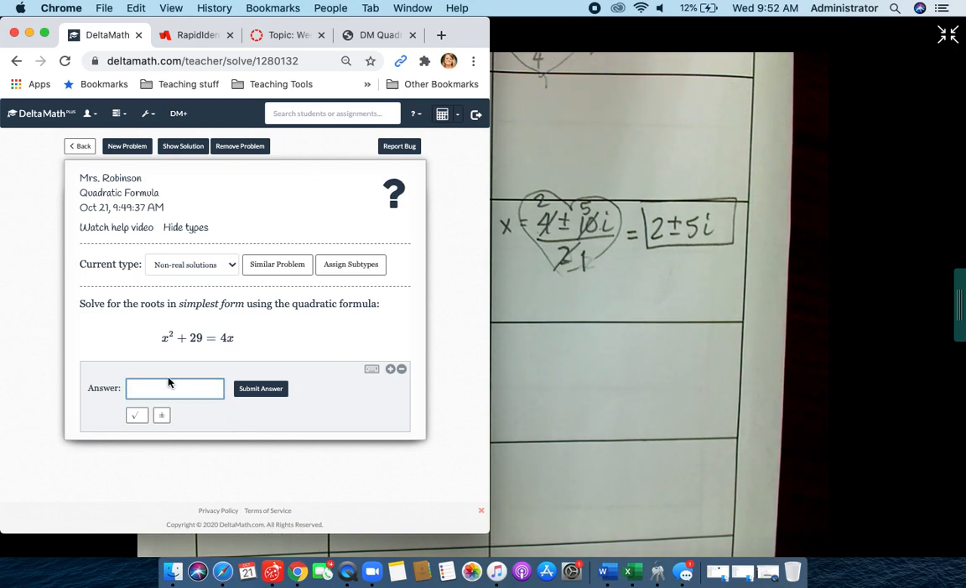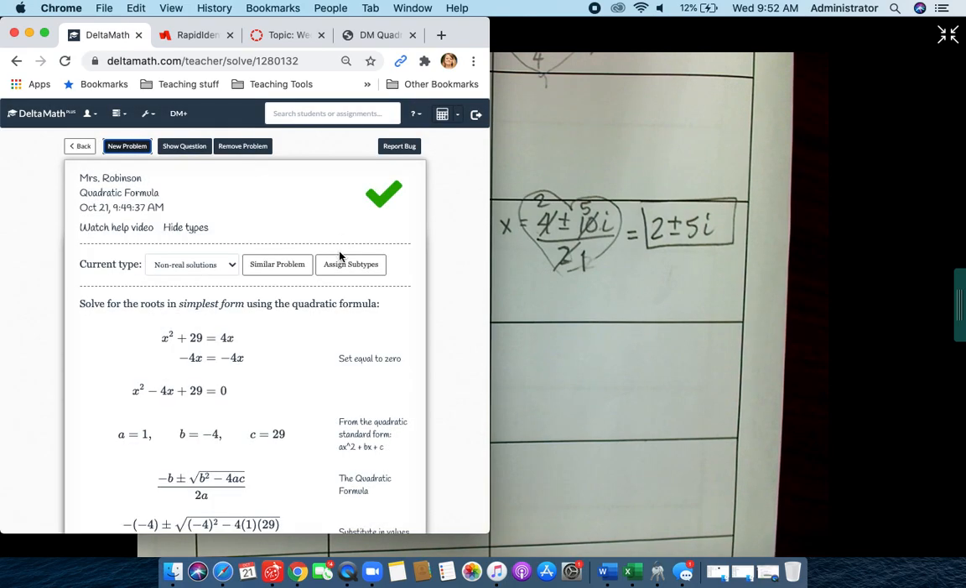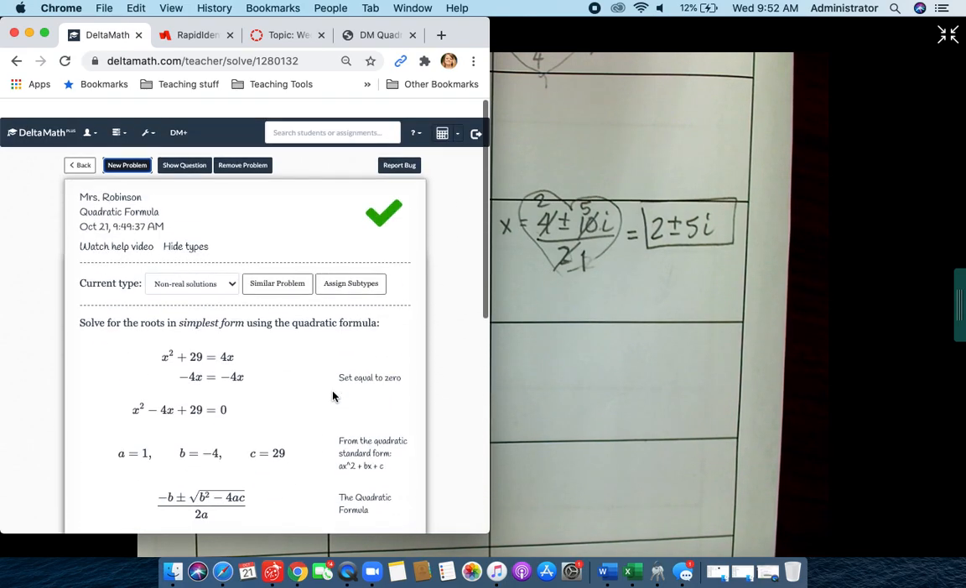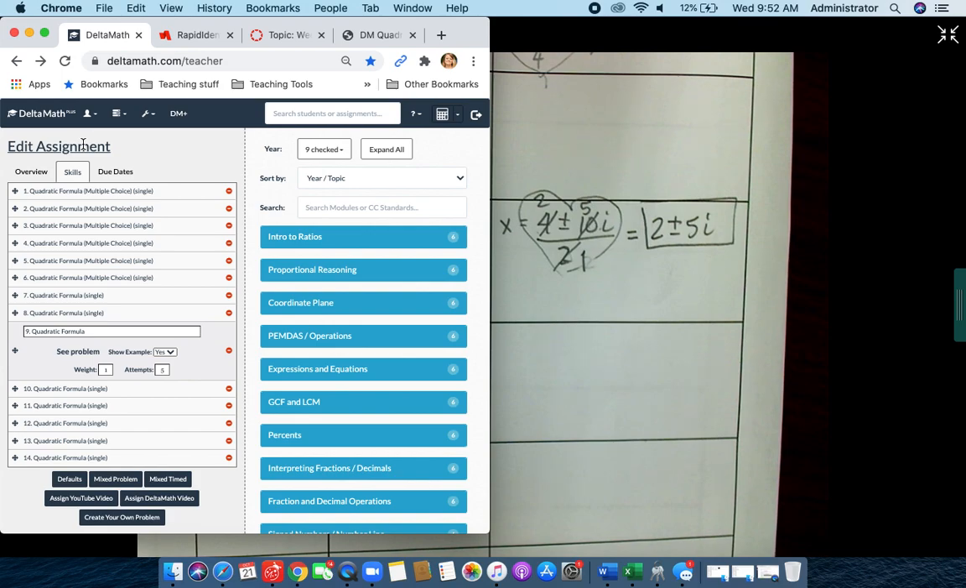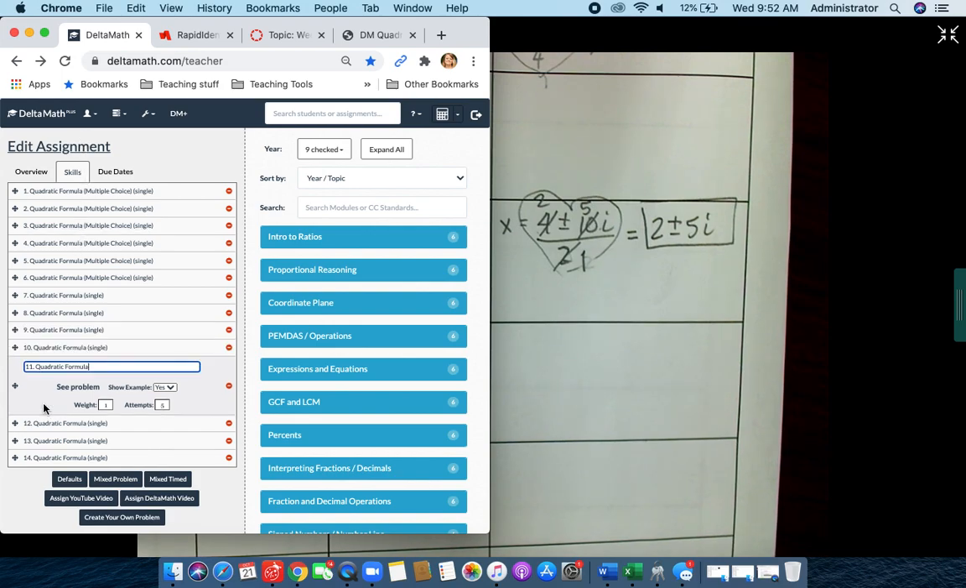So 2 plus or minus 5, and then just hit the i key. And we're good. All right. So go ahead and pause it and do 10, and I'll pick back up with 11.